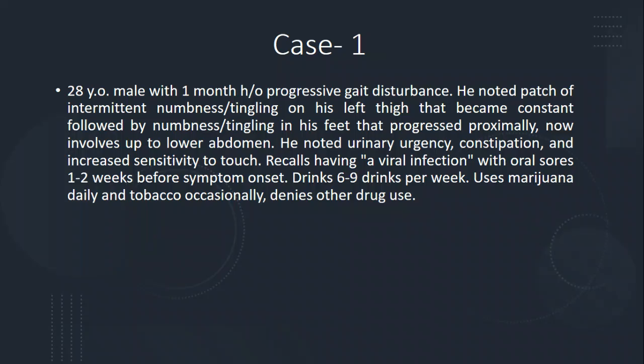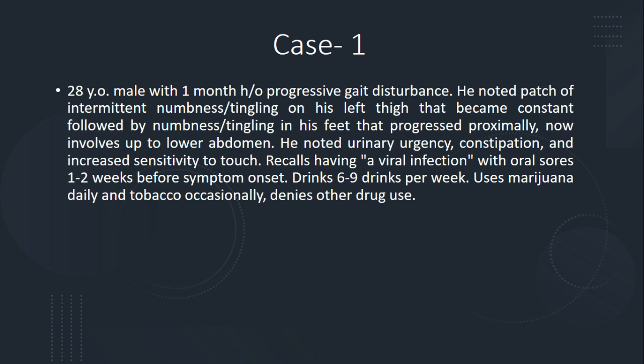My first case was a 28-year-old male who had a 1 month history of progressive gait disturbance. He noted a patch of intermittent numbness and tingling on his left eye that became constant, followed by numbness and tingling in his feet that progressed proximally and went up to his abdomen. He noticed some urinary urgency, constipation, and increased sensitivity. He recalled having a viral infection 2 weeks before symptom onset, and he used to drink 6 to 8 drinks per week. He used marijuana in the past. Also, he was smoking tobacco, but denied other drugs.